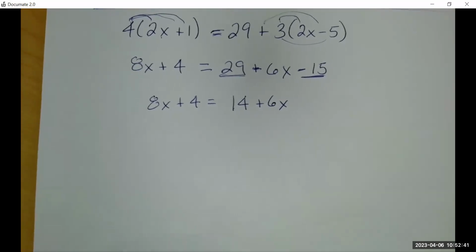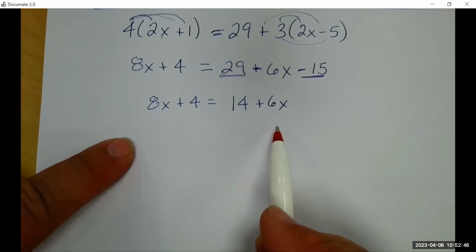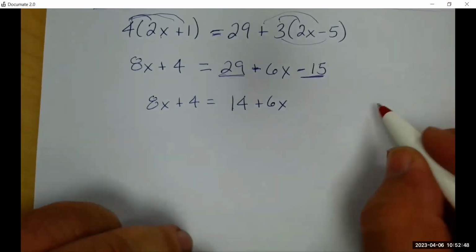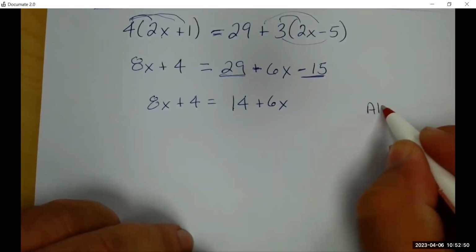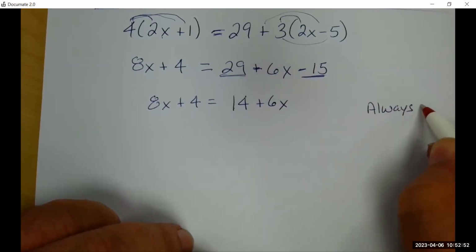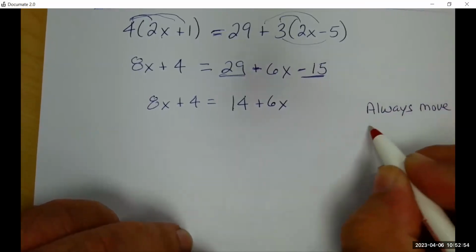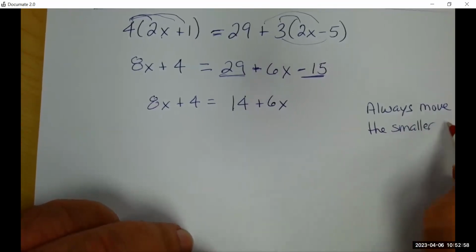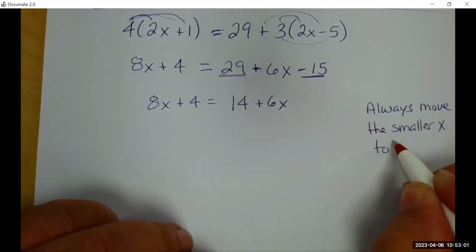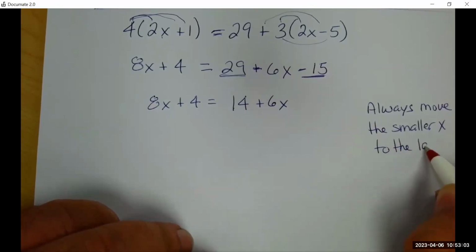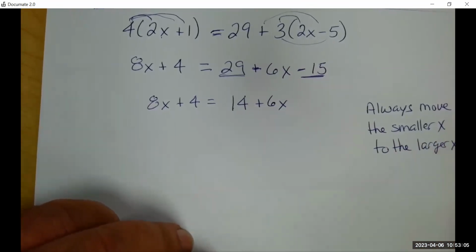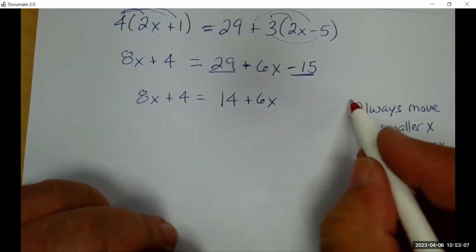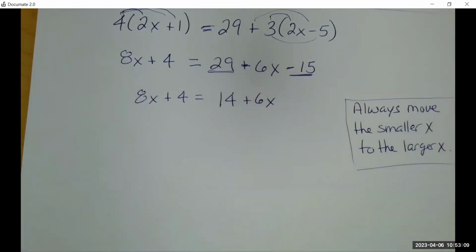All right, so far you're doing great. Now, you notice we have x's on both sides. Whenever you have x's on both sides, always move the smaller x to the larger, because that way you'll always have a positive coefficient.